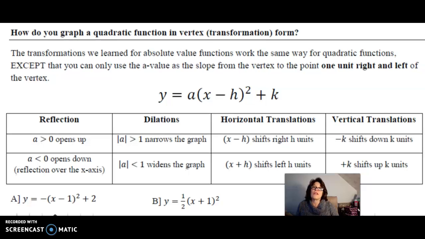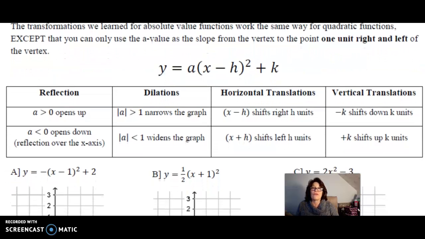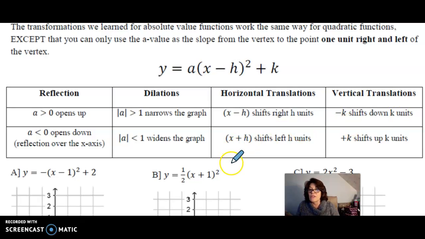Now, we obviously are going to transform this, just like we did with the absolute value. So this is just a reminder of what these letters do: a, h, and k. If a is positive, my parabola opens up. If a is negative, it's reflected over the x-axis. In other words, it opens down.